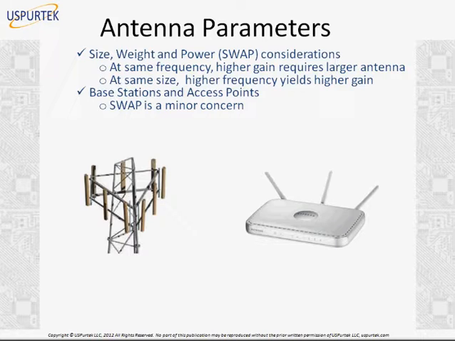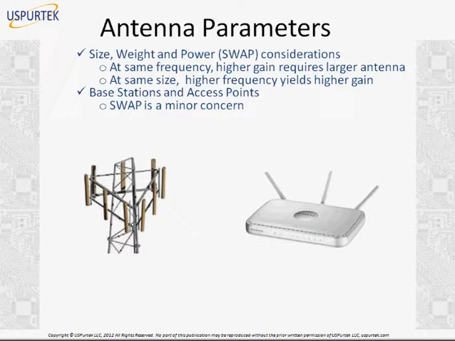Size, weight, and power. These are very important considerations for practical antennas. At the same frequency, if we want to increase the gain of an antenna, let's say we have a cell tower that covers only 2 miles, and now more subscribers are coming into our network and we want to increase its coverage to, let's say, 8 miles, we can't change the frequency all the time. Frequency is a spectrum allocated to the carrier. So we may need a larger antenna or an antenna at a bigger height from the ground. And if we can't do that, then we have to change frequency. We have to get a frequency spectrum allocated that's higher than the current one. So at the same size, higher frequency yields higher gain.